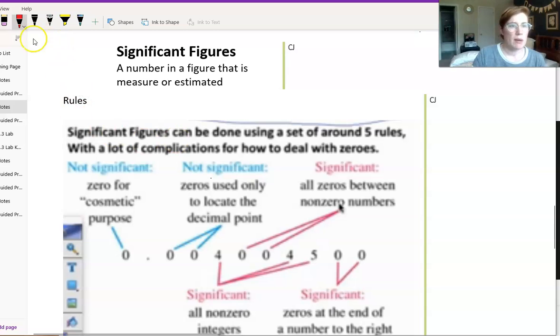So now we're going to move on and talk very briefly about significant figures, about counting significant figures. So a significant figure is basically just figures that are important. You can also say significant digits. I usually say significant digits. These are numbers that are important. So you might want to write that down. They're just numbers that are important. And the reason why they're important is because they were measured or they were estimated.